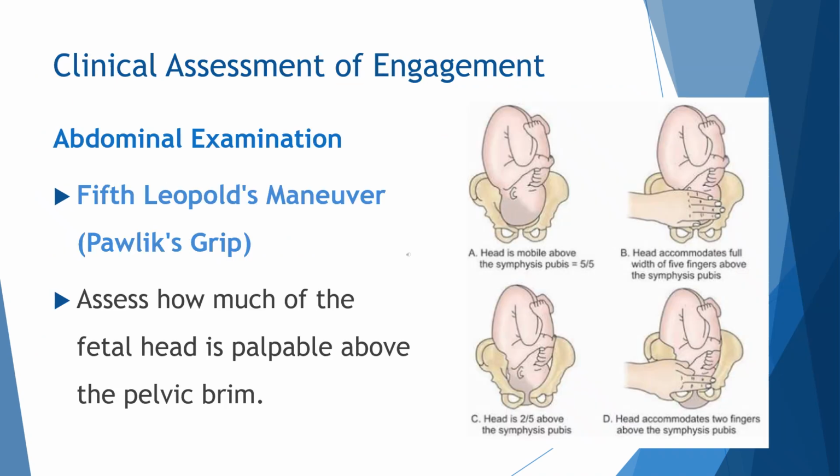Now, let's learn how to assess engagement during an abdominal examination. One of the most common methods is the fifth Leopold's maneuver, also known as Pollock's grip. In this method, we check how much of the baby's head can still be felt above the pelvic brim. If most of the head can be felt above the pelvis, it means the head is not yet engaged. As the baby descends, less of the head can be felt. When only a small part of the head is palpable, or it cannot be felt above the pelvic brim, the head is considered engaged. A simple way to remember this is, the less fetal head you can feel above the pelvis, the more engaged the baby's head is.